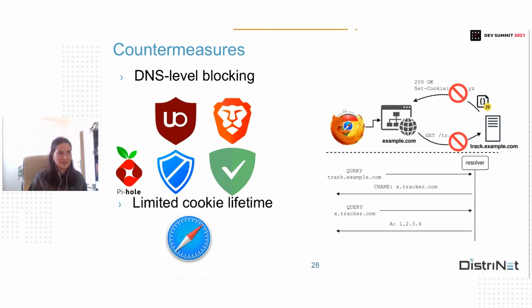Another method, which Safari is using, is that instead of blocking all of the requests to these CNAME trackers, Safari just caps the lifetime of cookies set by these trackers to 7 days, making it again harder for the trackers to track users persistently.